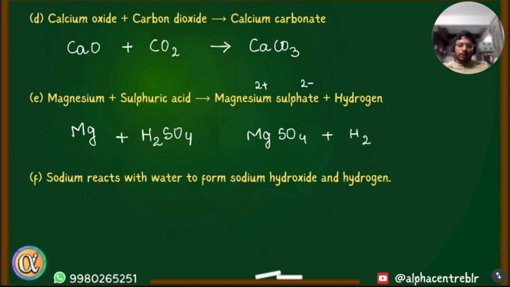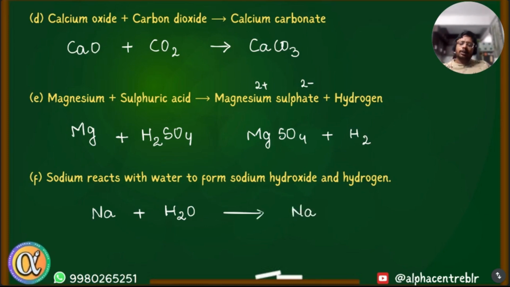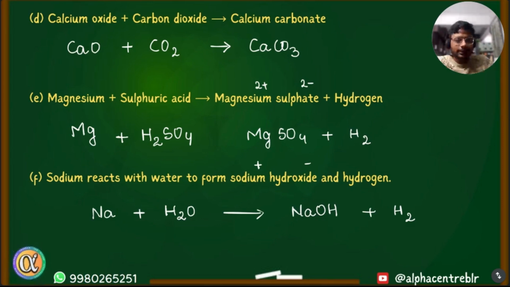Sodium reacts with water to form sodium hydroxide and hydrogen. Sodium hydroxide is NaOH, plus hydrogen. Let me do this one with you, and I will teach you a trick which I use personally for this situation. Sodium is balanced, so I don't worry about that. Then I see this hydrogen, H2, alone. Whenever I have a single molecule alone, I try to balance that at the end. Next, oxygen is already balanced.